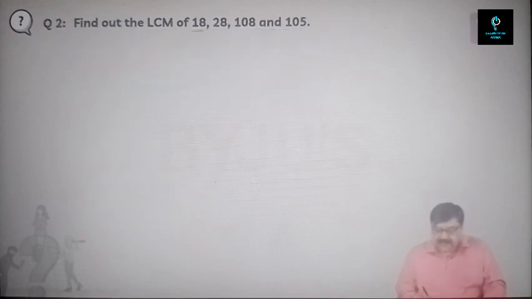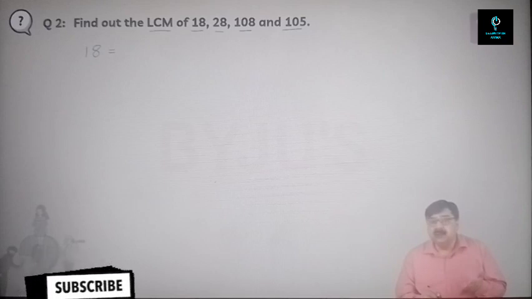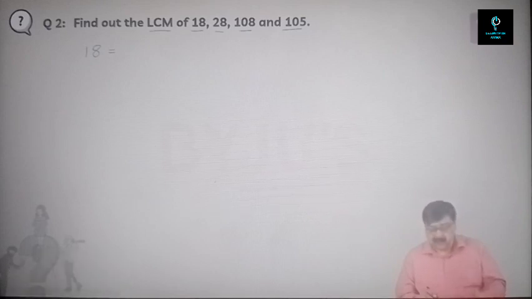Now let's have a look at this: 18, 28, 108 and 105. Find out the LCM of these numbers. So let us express 18 as a multiple of prime factors, starting with 2. Is 18 divisible by 2? Yes. Is 18 divisible by the next power of 2, that is 4? No, 18 is not divisible by 4. So we get 2 raised to 1.